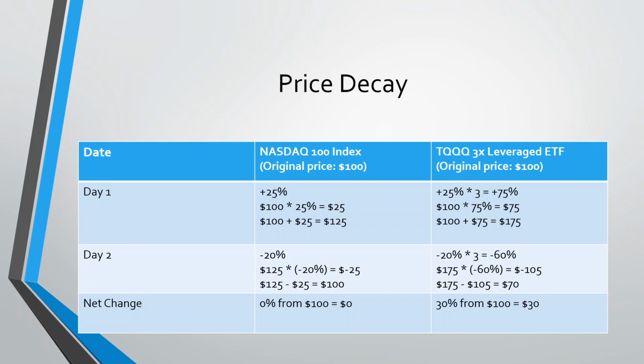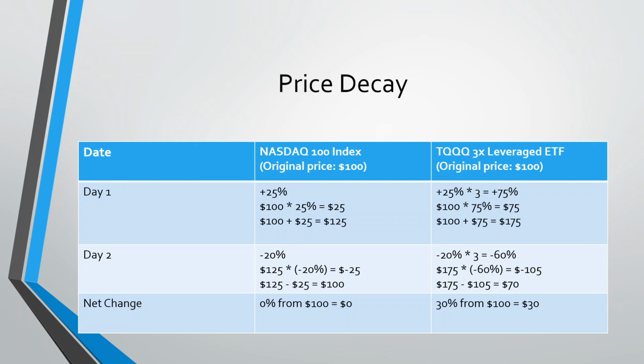And then on the second day, the index tanks. Oh man, maybe something unthinkable like a pandemic happens. Whoa, and a scary virus is let loose. Who knows? What a crazy situation, right? And the index drops 20%. So 20% of $125 is $25, and the index is now back to $100. You can see my math here: $125 times negative 20% is negative $25. So 125 minus 25 is $100. Now it's back to its original price.